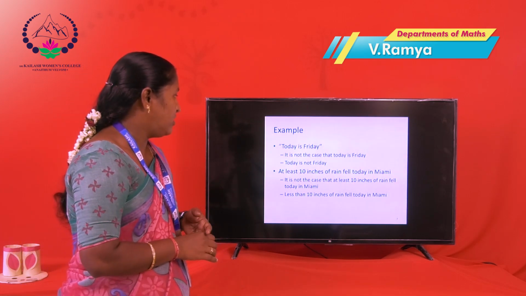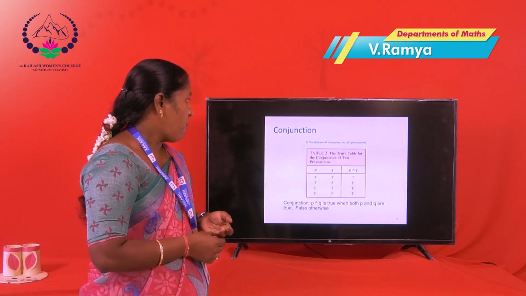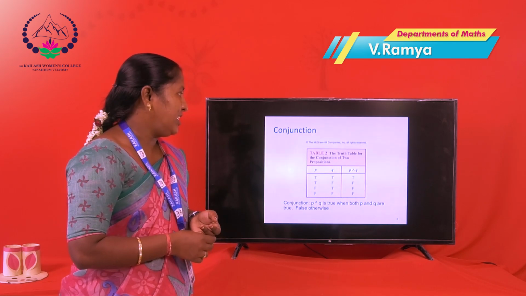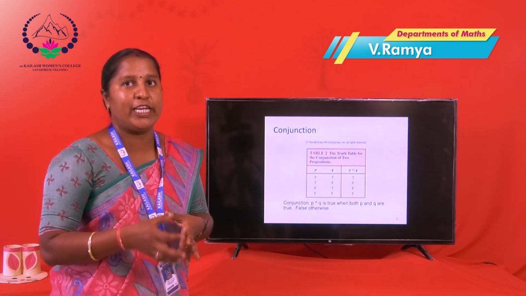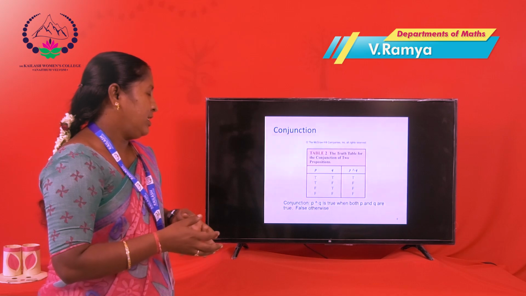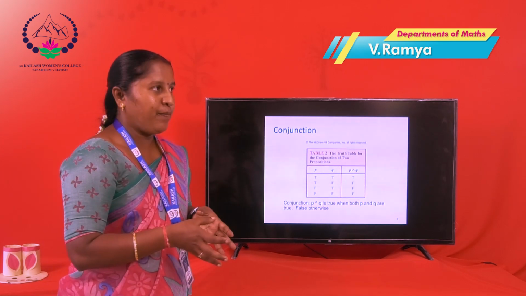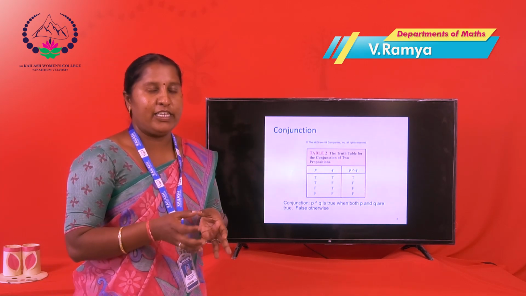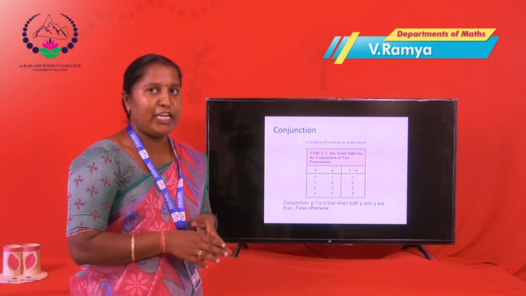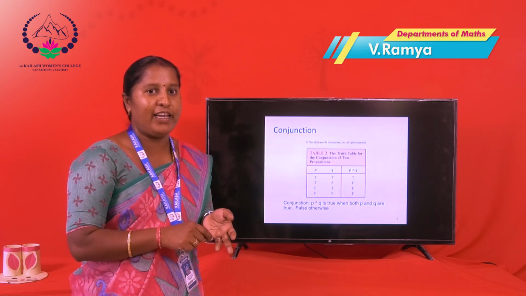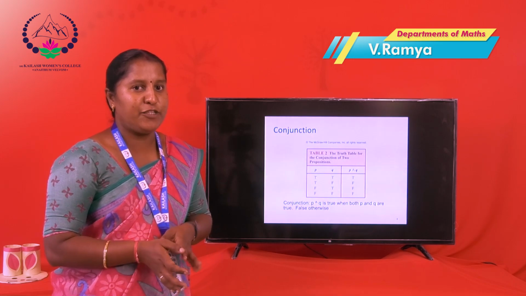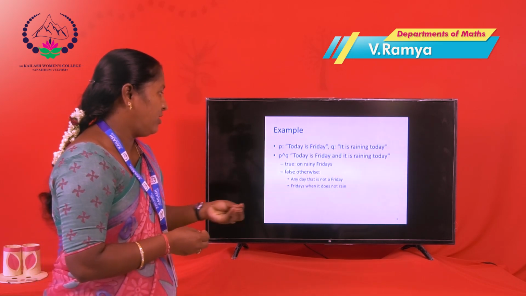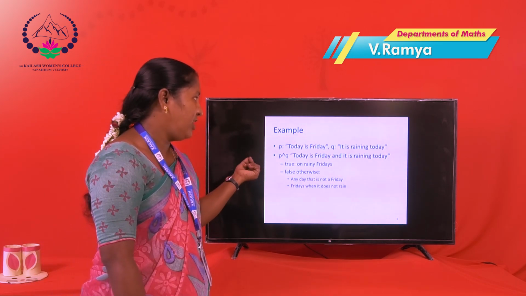The next one is conjunction. Conjunction is adding two statements. For example, he is a cricket player and he is a tennis player. So we join the two statements using the word and.